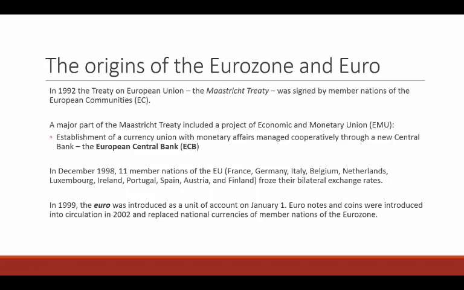However, more explicit origins of the vision of the euro as a currency union date to the 1992 Maastricht Treaty signed by member nations of the European Communities. The treaty included an economic and monetary union project that would, among other things, lead to the establishment of a European Central Bank to manage the establishment of a currency union for member states. In 1999, the euro was introduced as a unit of account, and in 2002, euro notes and coins were introduced and replaced national currencies of member nations of the Eurozone.